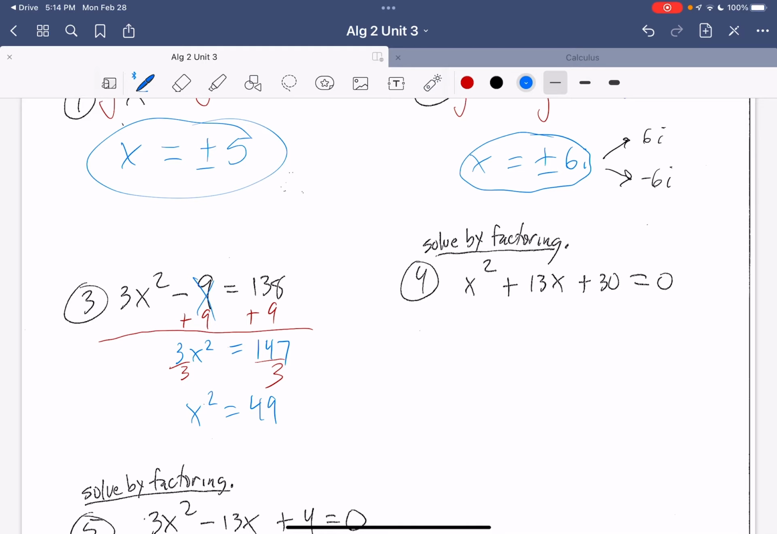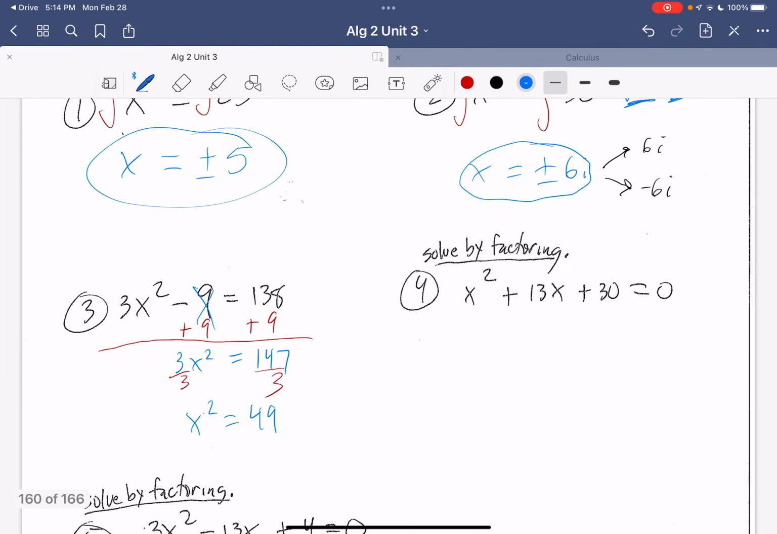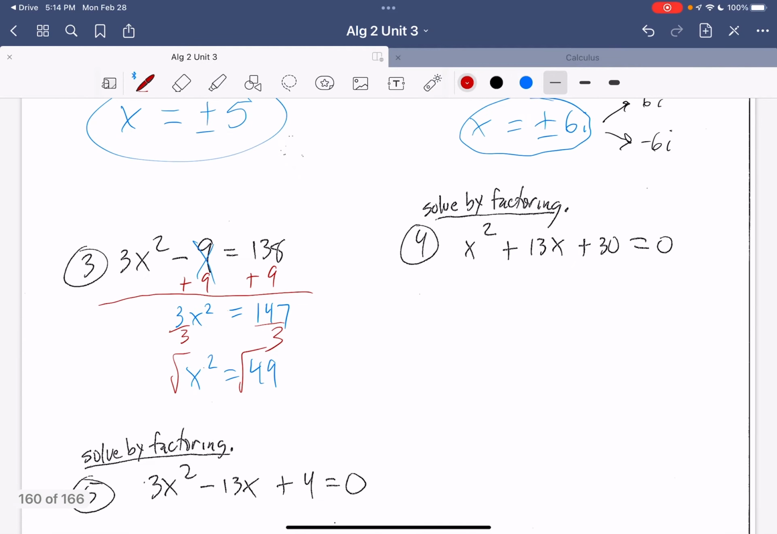So now this is just like the first one, 25, 49. It's a perfect square. There's no square roots of negatives. So I just get positive answers here, or not positive, but real answers. So x is equal to plus or minus 7. No i business, just plus or minus 7.